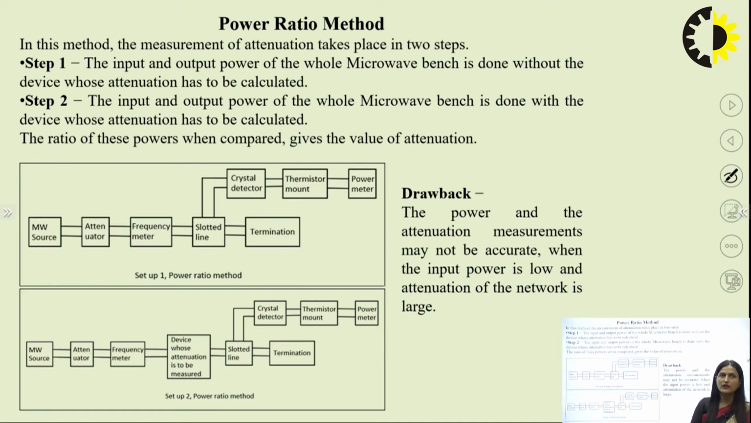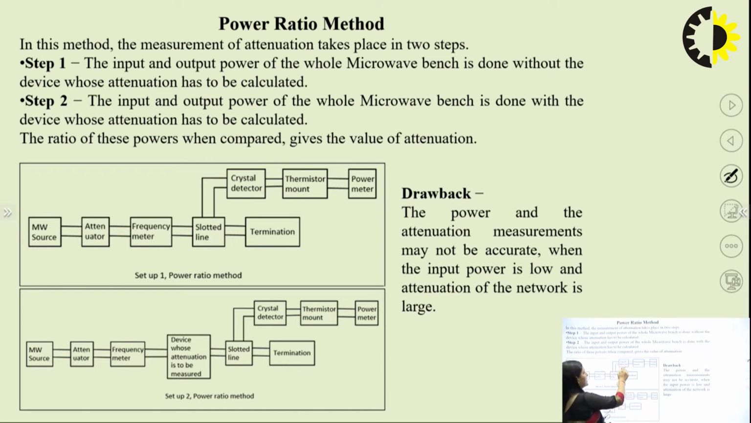So first method is the power ratio method. See here, this is setup 1, setup 2, right? So in this method, the measurement of attenuation takes place in 2 steps. First step, the input and output power of the whole microwave bench is measured without the device whose attenuation has to be calculated. It means, see here, this is a normal microwave test bench: microwave source, attenuator, frequency meter, slotted line, and this is the termination. If we have not connected any device here, we have to terminate it with the matching load.